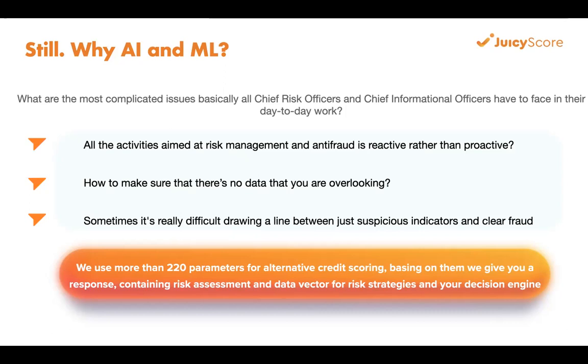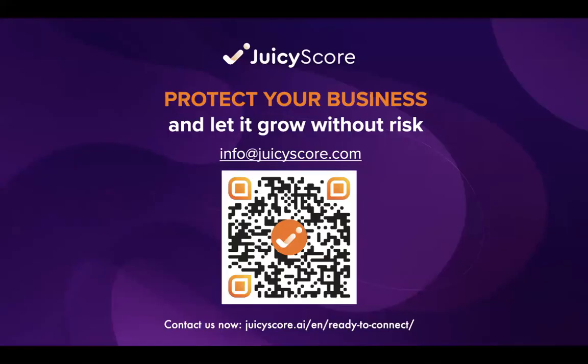For JuicyScore itself, we use more than 220 parameters for alternative credit scoring. Based on them, we give you a response containing risk assessment and data factors for risk strategies and your decision engine, as well as your decisioning process.